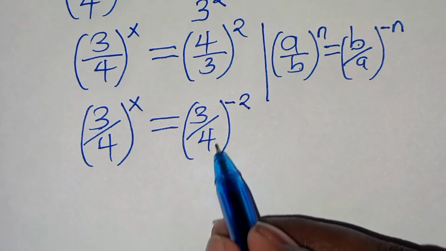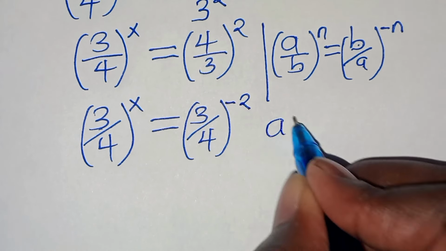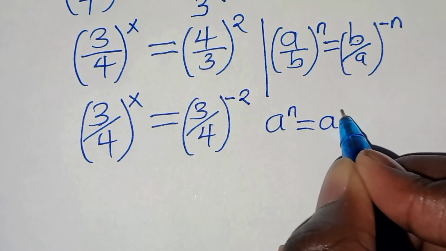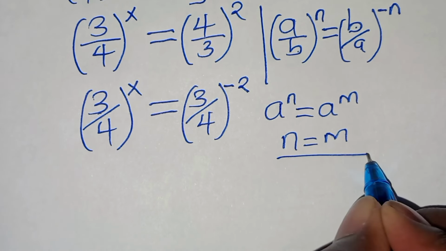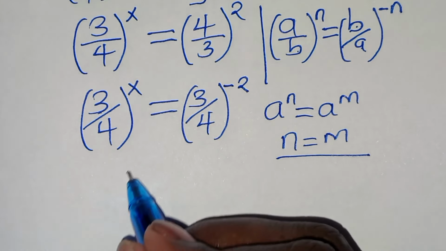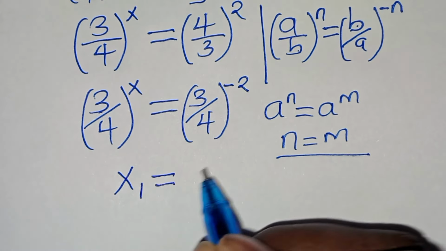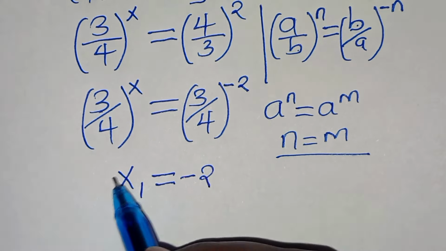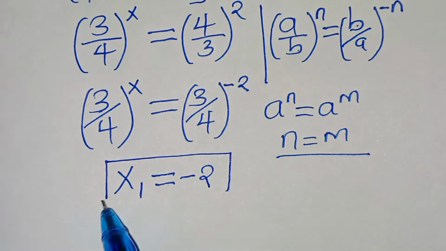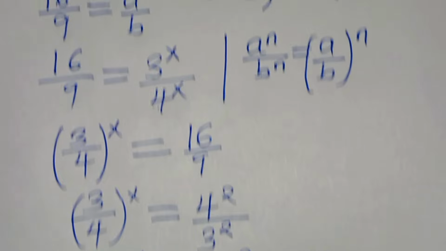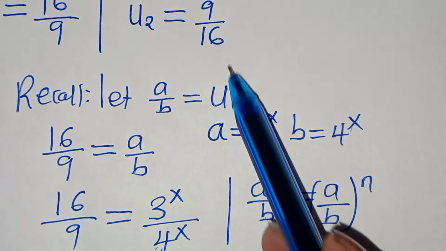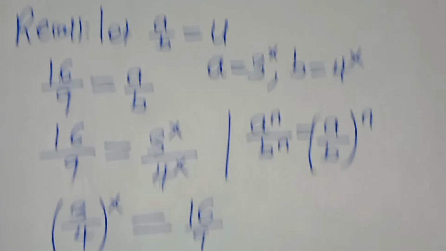Since the bases are common here, that is a to the power of n is equal to a to the power of m, then exponent n is equal to m. So this implies that x1 is equal to minus 2. Now, given that u2 is equal to 9 over 16, we can proceed to solve for the value of x from here.